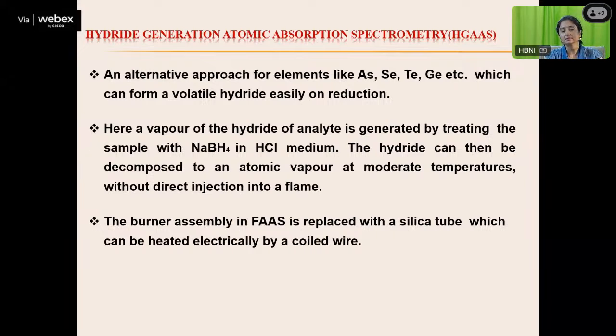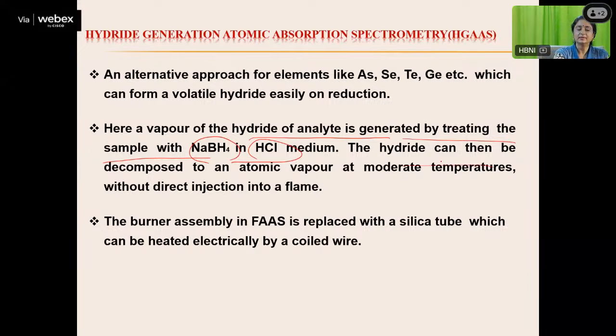And there is another method of atom formation, that is hydride generation atomic absorption spectrometry. So what is that? It is an alternative approach for elements like arsenic, selenium, tellurium, germanium, etc., which can form a volatile hydride easily on reduction. Here a vapor of the hydride of the analyte is generated by treating the sample with NaBH4 in HCl medium. You know, acidified NaBH4 is a very good reducing agent, so it will reduce the analyte into its hydride.